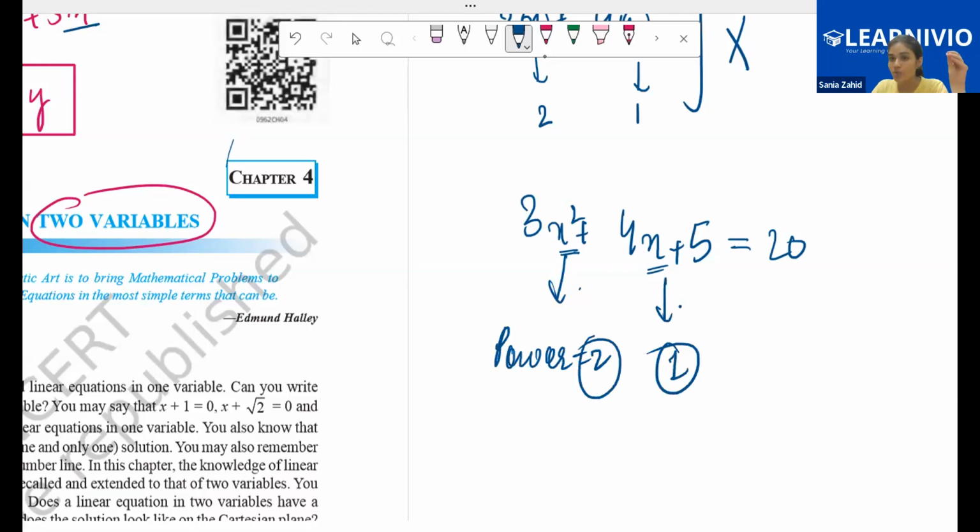For any equation to be called linear, the power should always be 1. For all the terms, the variable should have only one power. Here, the power is 2. Is this linear? No, this term is not linear. This term is linear, but my entire equation should be linear, right? All the terms should have a linear variable. If it has a power like 2 or 3, it won't be a linear equation.